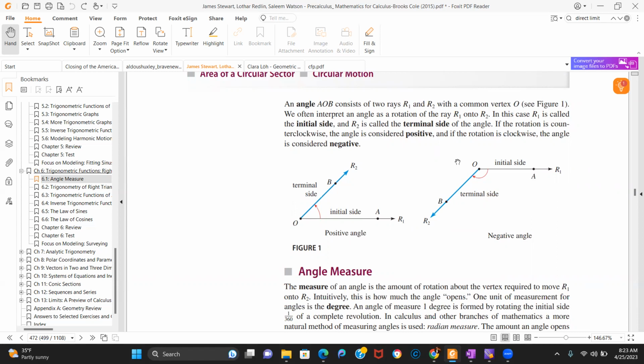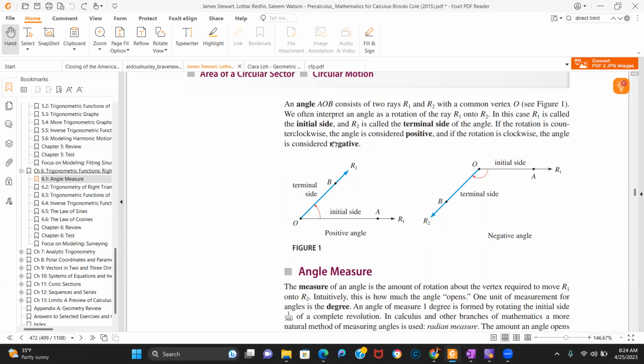In mathematics, as with most things, we want numerical measures of things. We want numerical invariants and measures that we can associate to things we define. So we talk about angles, and it's natural to talk about angle measure. How do we measure these angles? Here are two angles. R1 is the initial side, and R2 is the terminal side of the angle.